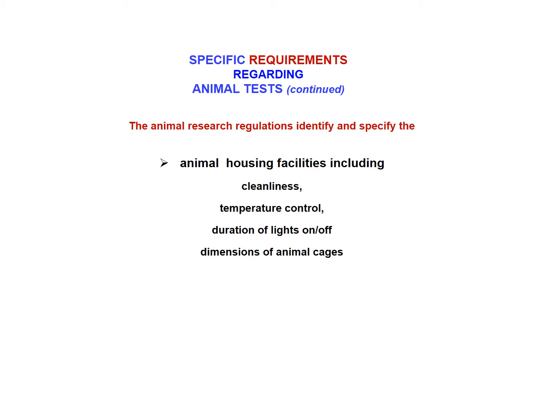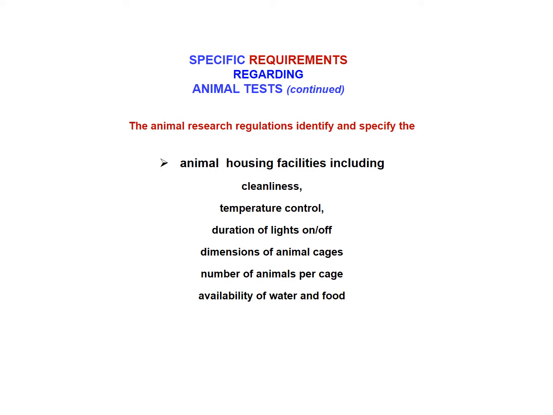Bigger animals will require bigger cages. Smaller animals, of course, smaller cages, but even then, the number of animals per cage is specified. Just because they're little mice, one cannot pack a particular cage with mice. So many animals are allowed per cage, and the dimensions of the animal cages are specified pertinent to the size of the animals. The availability of water and food is also a requirement, and it must be described in the protocols of the people who want to conduct this particular research.